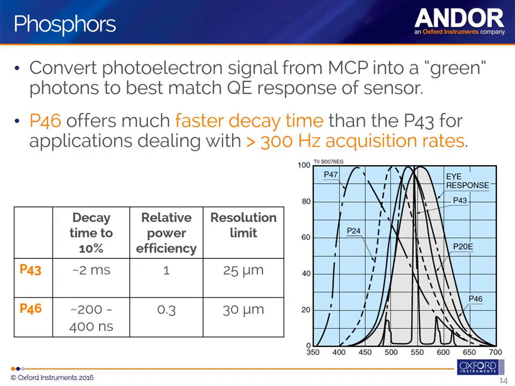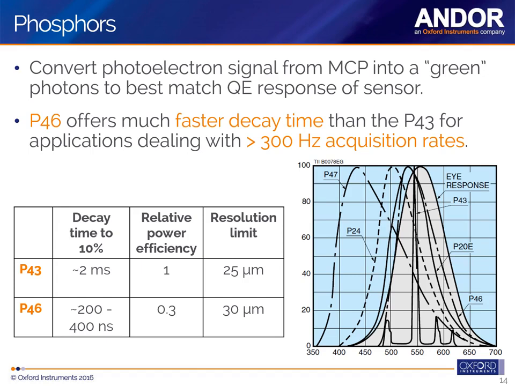There are different types of phosphors available, and the selection of phosphor depends primarily on the frame rate of the acquisition. For acquisition using very low frame rates, the main phosphor type used is called P43. P43 phosphors have a decay time to 10% of about 2 milliseconds. Decay time means that when the phosphors are first excited by the cloud of photoelectrons coming from the MCP, it takes 2 milliseconds for the intensity of the signal to come down to about 10% of the initial intensity when the phosphor was first excited.